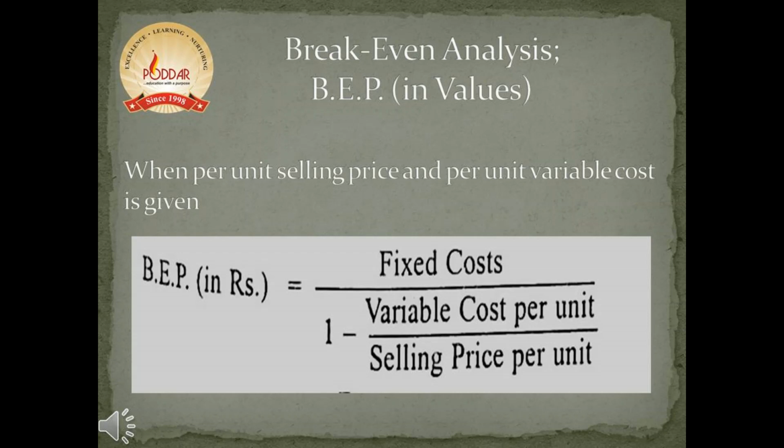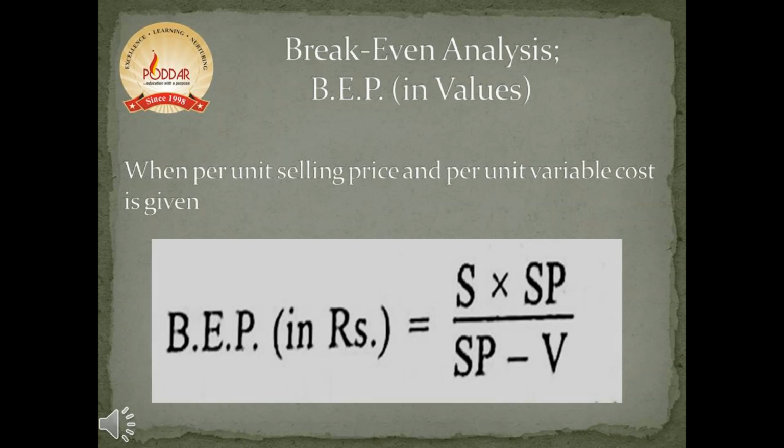We can also calculate break-even point in values. Let's discuss here the BEP in values or in rupees when per unit selling price and per unit variable cost is given. You can see we divide fixed cost by 1 minus VC per unit divided by SP per unit. In other words, we can calculate BEP in values with the help of this formula: sales multiplied by selling price, whole divided by selling price minus variable cost.